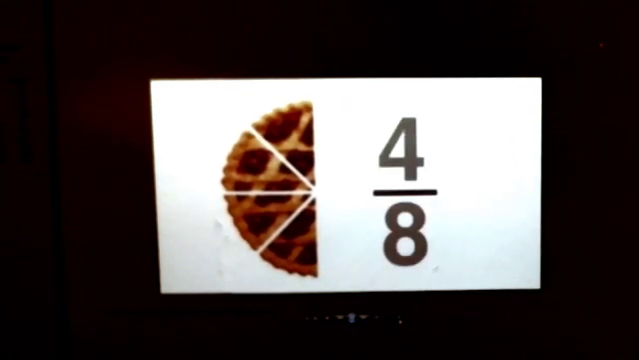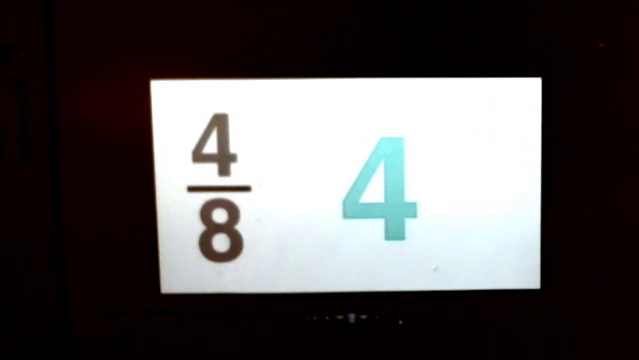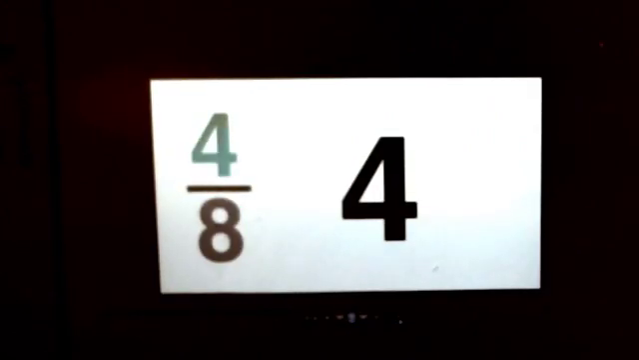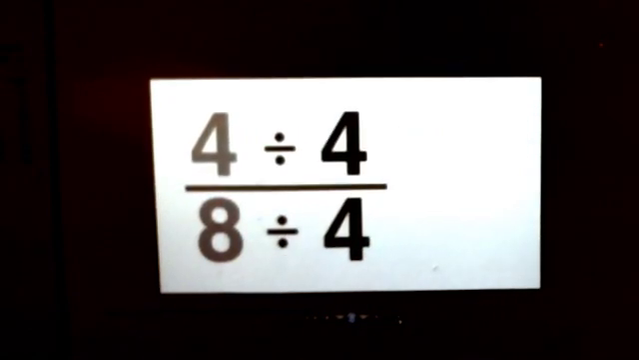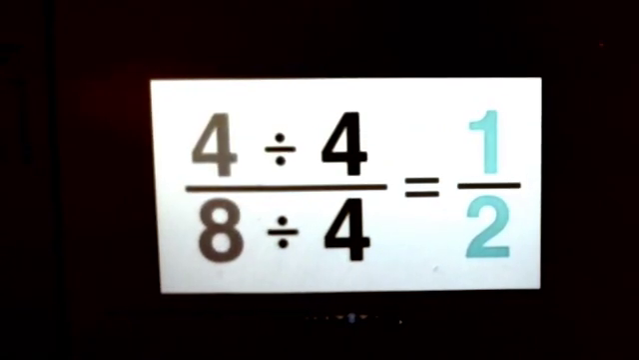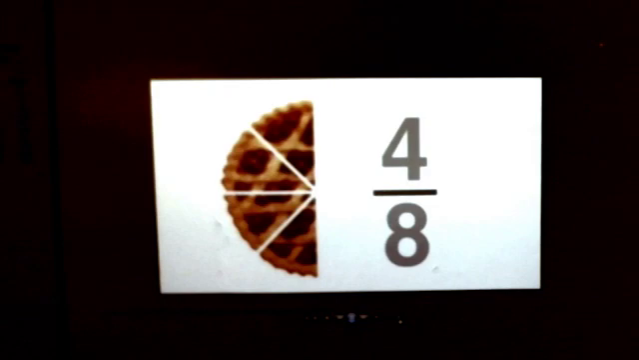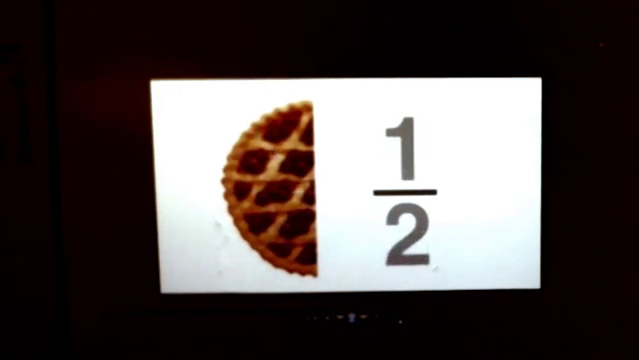If you cut a pie into 8 slices, and you and your family eat 4 slices, you've eaten 4/8 of the pie. 4 is the largest number that can go into both the numerator and denominator. So divide 4 and 8 by 4 to get 1/2. So 4/8 can be reduced to 1/2.